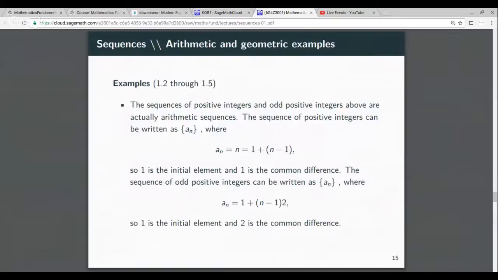Here's a couple of examples. That's not that illuminating an example, perhaps, but the sequence of positive integers themselves can be expressed as an arithmetic sequence. It's got the first term 1, and then the fixed difference 1 each time that you're adding on. That's not really incredibly interesting. But the sequence of all odd positive integers, for instance, is also an arithmetic sequence, because there you're beginning with 1, then you're adding 2 each time. 1, 3, 5, 7, etc. That's also an arithmetic sequence.